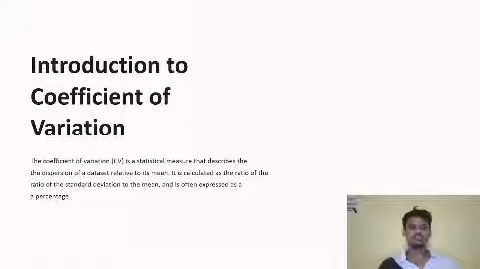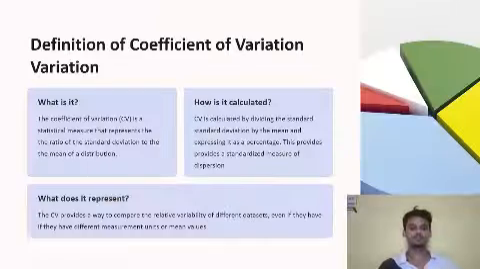The coefficient of variation is a statistical measure that describes the dispersion of a data set relative to its mean. It is calculated as the ratio of the standard deviation to the mean and is often expressed as a percentage.